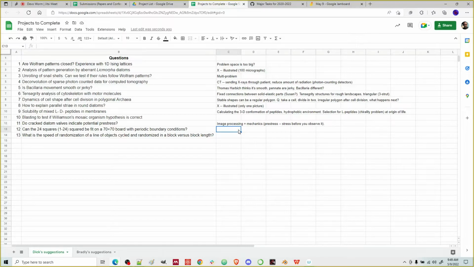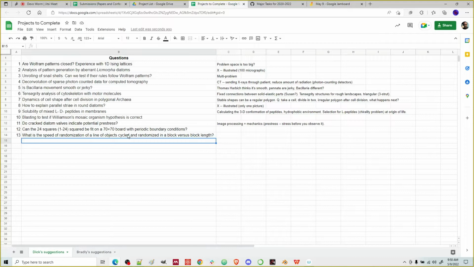So I'm wondering if it would be interesting to collect diatom pictures that show cracks and see if we can make any sense of them in terms of possible pre-stress. Then these last two projects are: can the 24 squares be fit on a 70 by 70 board? And what is the speed of randomization of a line?